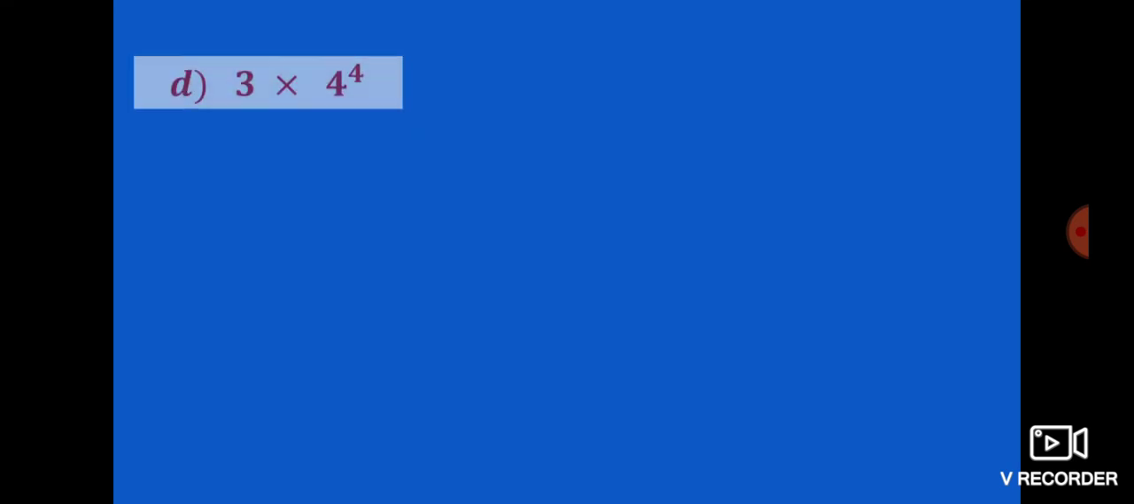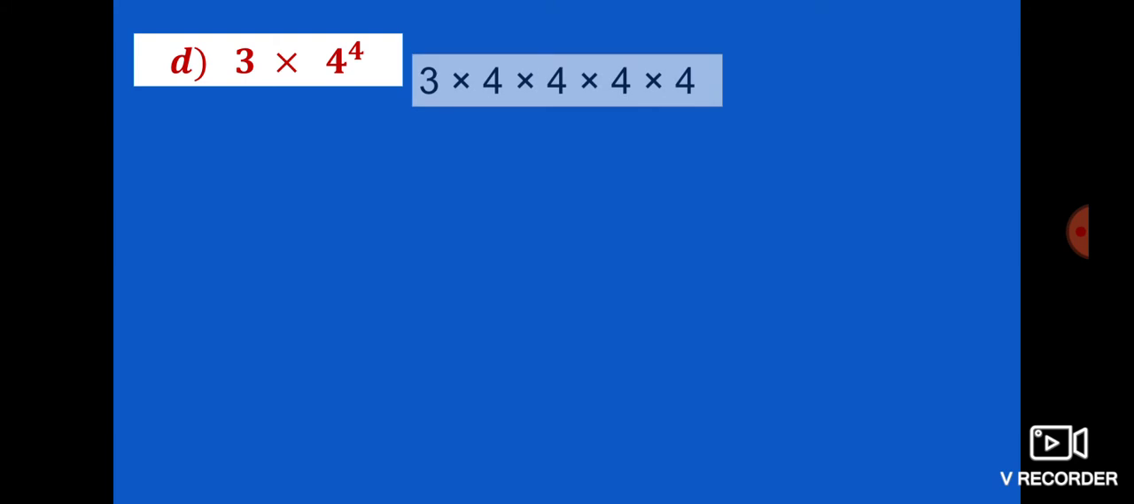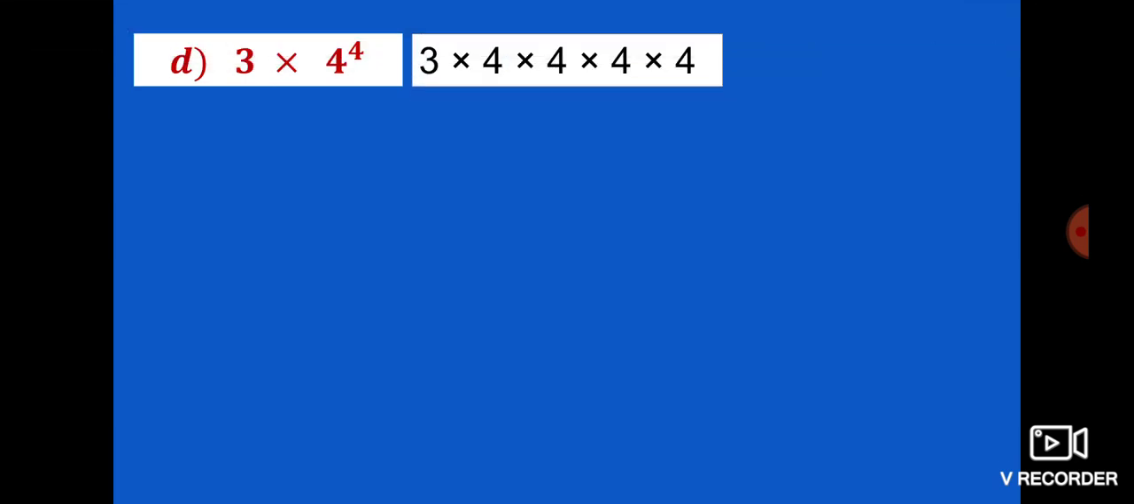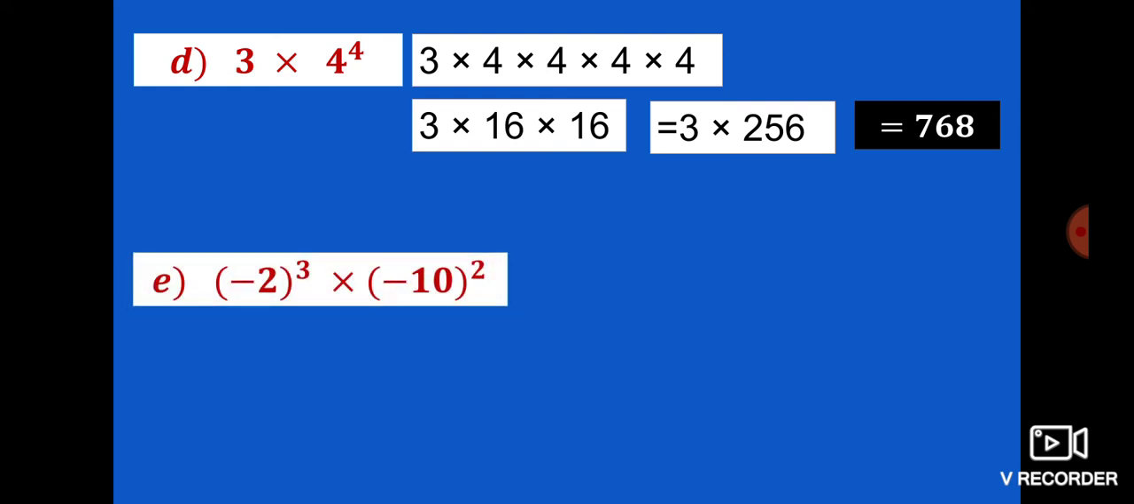Next question. 3 into 4 raised to 4. 3 into 4, 4 times. Then here, 3 into 16 into 16, that is 3, here 4 into 4 is 16, next 4 into 4 is 16. 16 into 16 is 256, that is 3 into 256. Answer is 768.